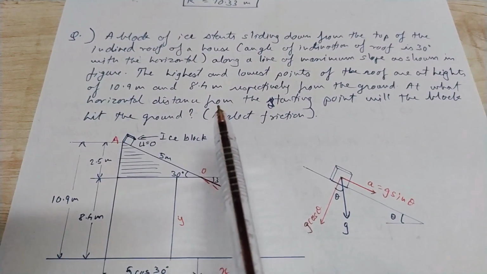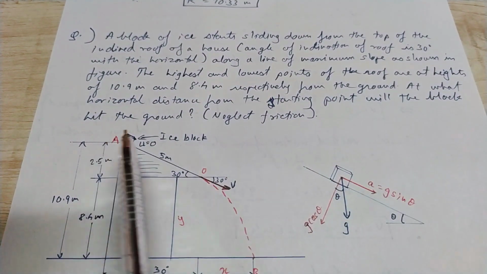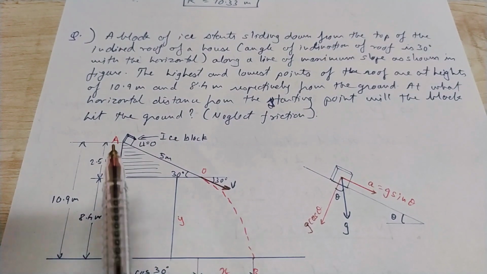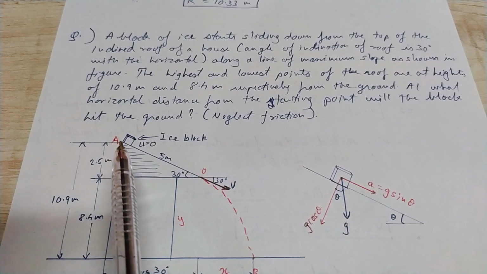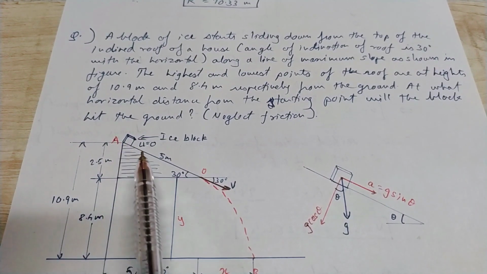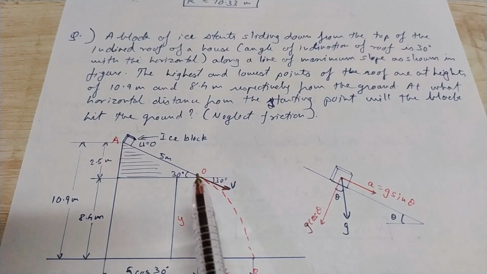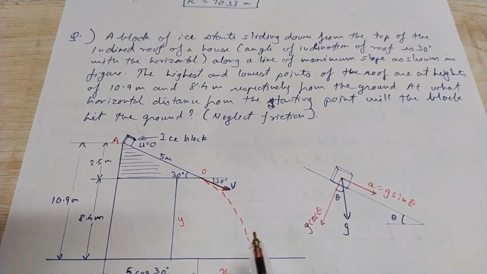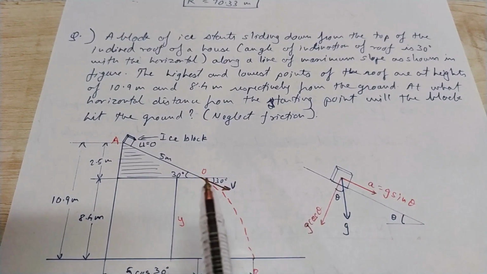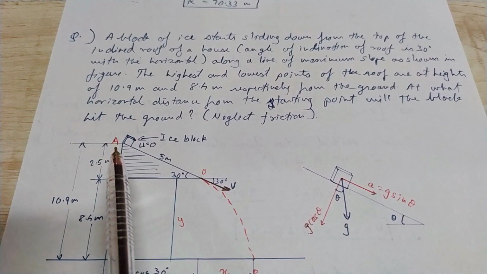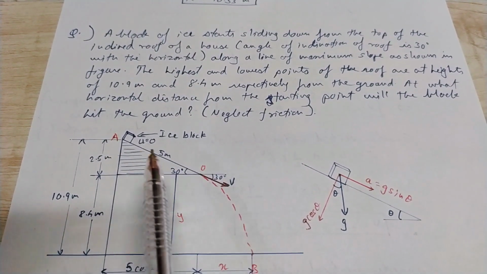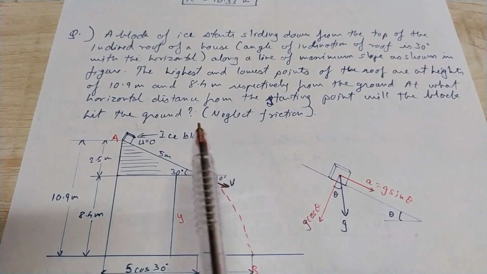At what horizontal distance from the starting point will the block hit the ground? So you have to find at what horizontal distance from the starting point. This is the starting point A. When the block is sliding down, it will have a straight linear motion over here, and over here it will follow a projectile path because it will be falling under gravity, in air, that is, a free fall. So you have to find the distance from A to B. I am naming this point as B. So you have to find the horizontal distance between the points A and B.